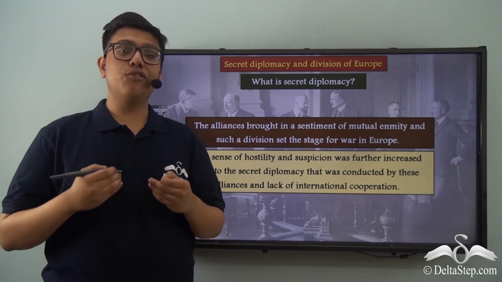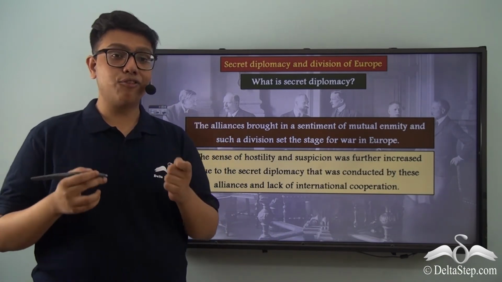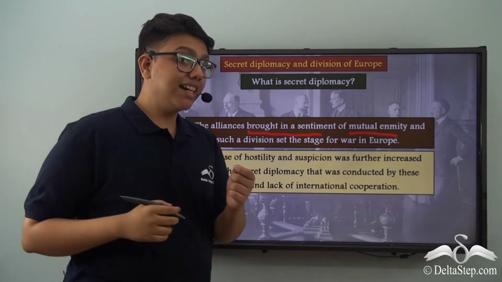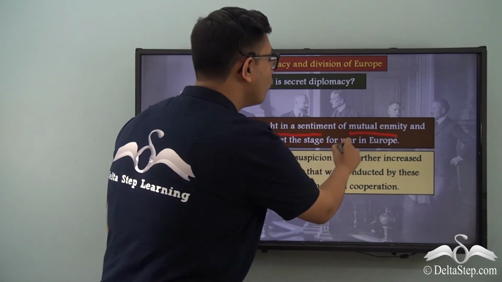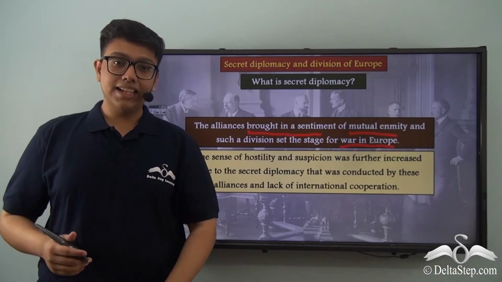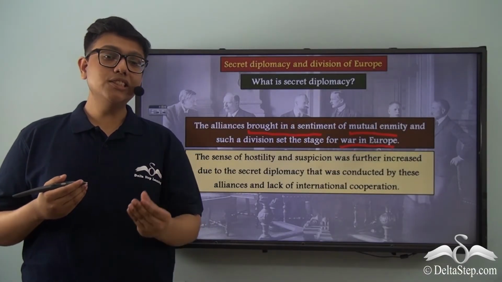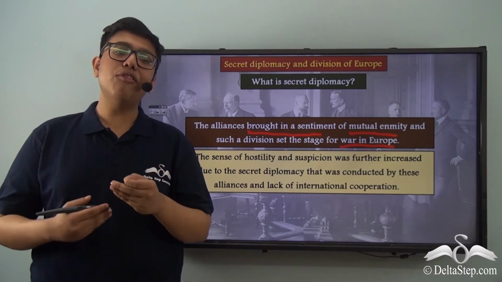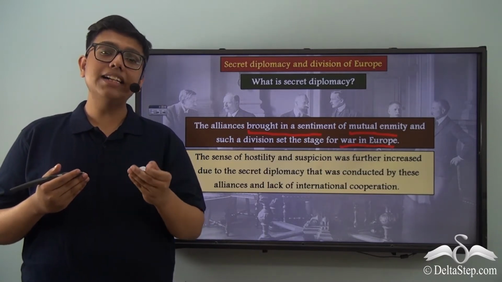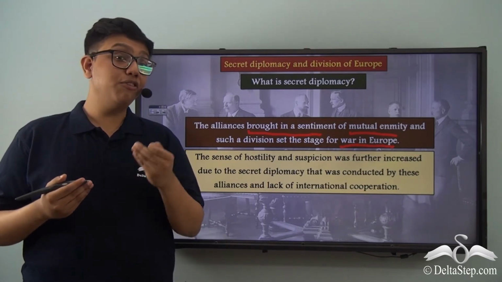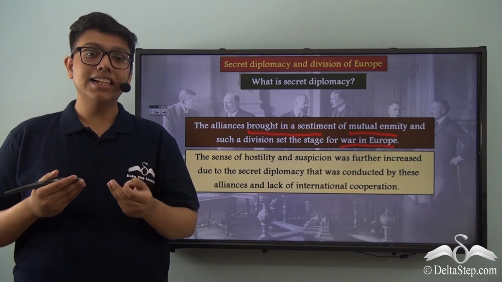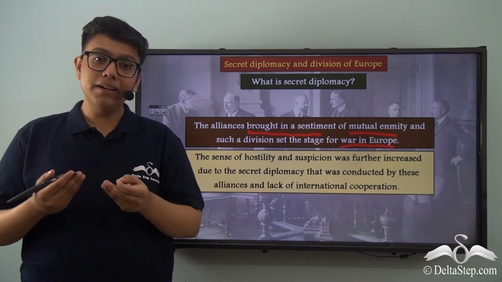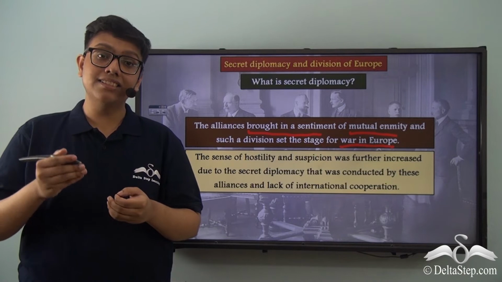Now we see that the division of Europe into two camps and the alliances that were formed brought in a sentiment of mutual enmity. And such division is setting a stage for a war in Europe. So now we see that due to the formation of these alliances, a sense of hostility and suspicion exists in the world. And this sense of hostility is being further increased by the methods and manner of negotiations that are being conducted between the member nations who are forming these alliances. This method is often known as secret diplomacy. And this is also supplemented by the lack of international cooperation that existed in the world.